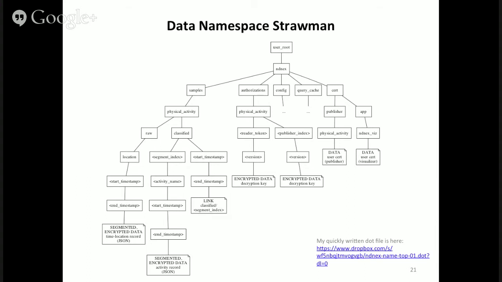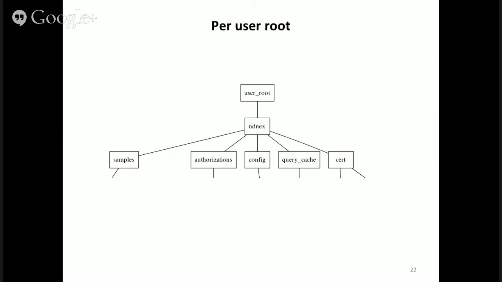It's a really ugly dot file, so please don't judge me based on that, but it tries to lay out a little bit of what the namespace might look like. So I'm going to break down the idea so that hopefully other folks can take a look at it relative to the application requirements and sort of tear it apart and generate new ideas on what the data namespace might look like.